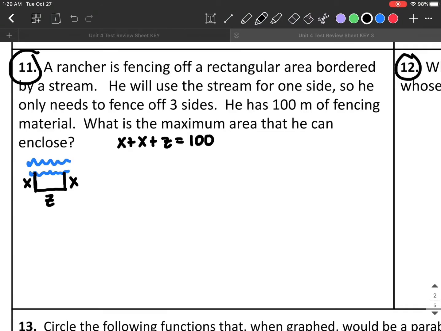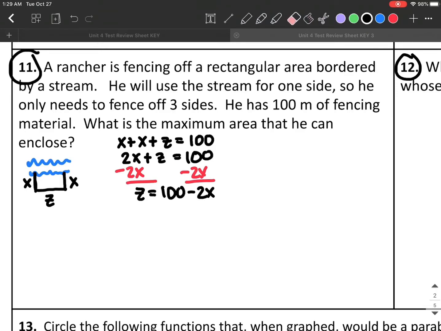I can simplify this to be 2x plus z is equal to 100. And then what I want to do is get z in terms of x. So I'm going to subtract 2x on both sides. That's going to give me z is equal to 100 minus 2x. And then instead of writing a z here, I'm going to replace it with 100 minus 2x. So now all of my sides are in terms of the same variable, and I can do this problem.